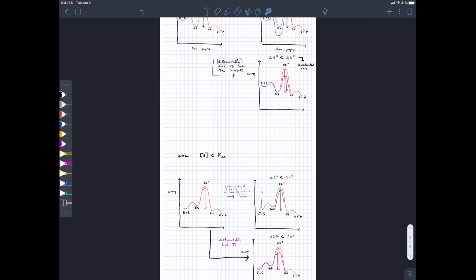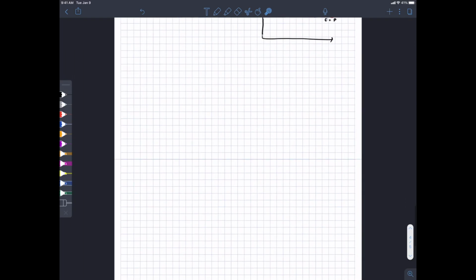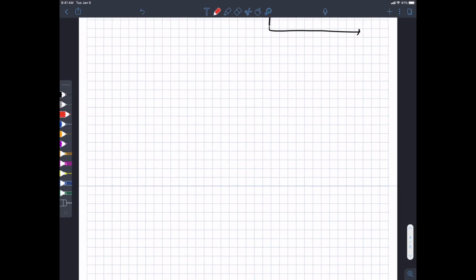So a couple other things about Michaelis-Menten catalysis. Sometimes people will use the ratio of Kcat over Km and interpret that as something like a specificity constant. And I'm not exactly sure what that means. So I'm going to try to find it.